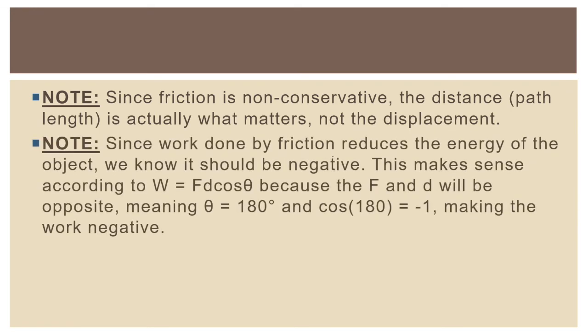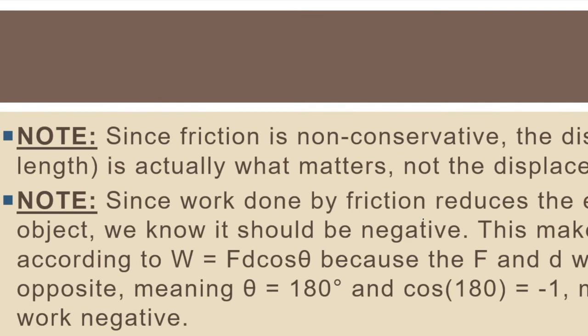Since work done by friction reduces the energy of the object, we know that it should be negative. And this makes sense according to that work equation, because the force and the distance, or really the displacement, will be opposite, meaning the angle between the force and the displacement is 180 degrees, and the cosine of 180 degrees is -1, making the work negative. So take a second to pause this video here and write that down, and when you hit play, we'll move on.